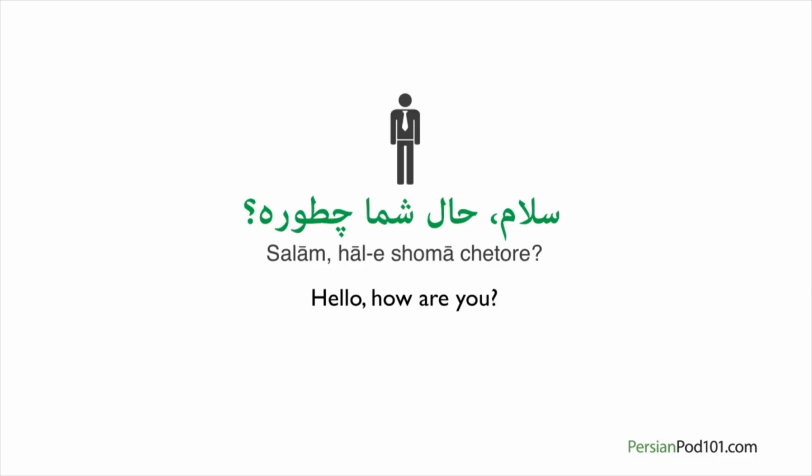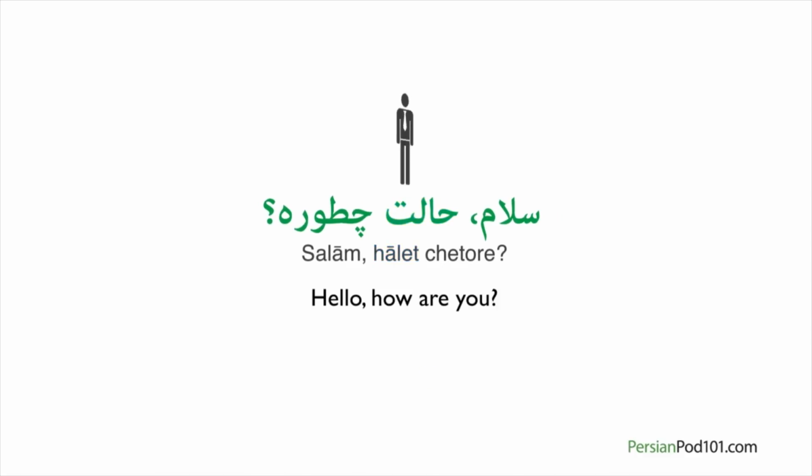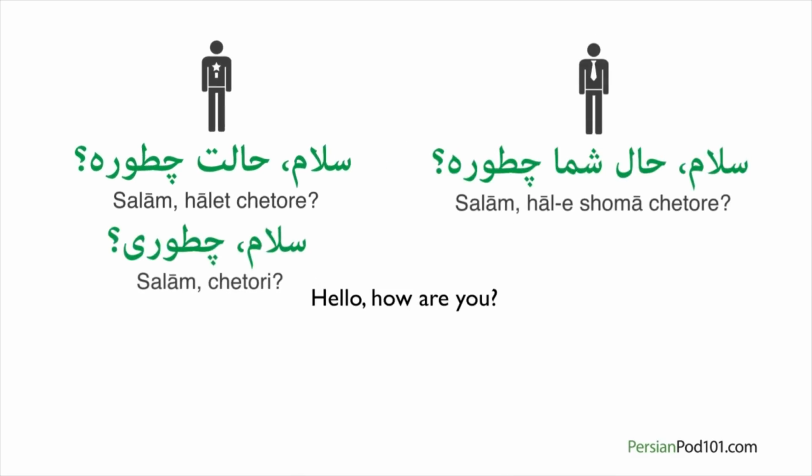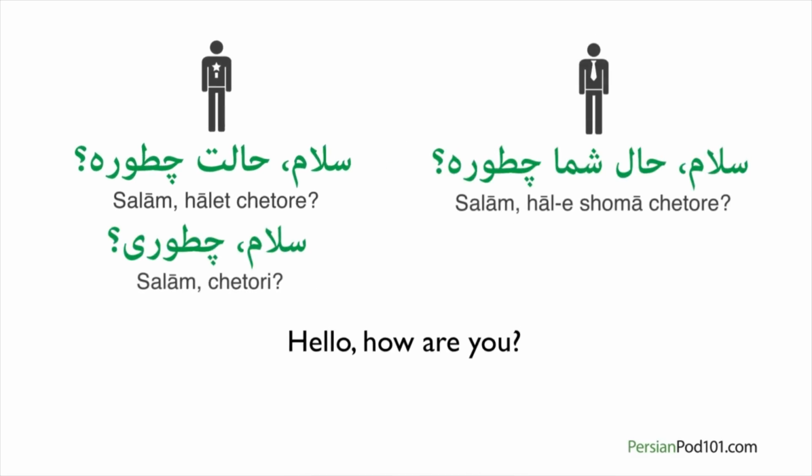Now, if you remember the first lesson, adding et to a word made it informal. Therefore, if you add et to hal instead of shoma, you make the whole sentence informal. Salam, halet chetore. Notice that there are many ways of saying the same phrase in Persian, making it shorter or longer. But remembering the basic words will help you get through almost any conversation.